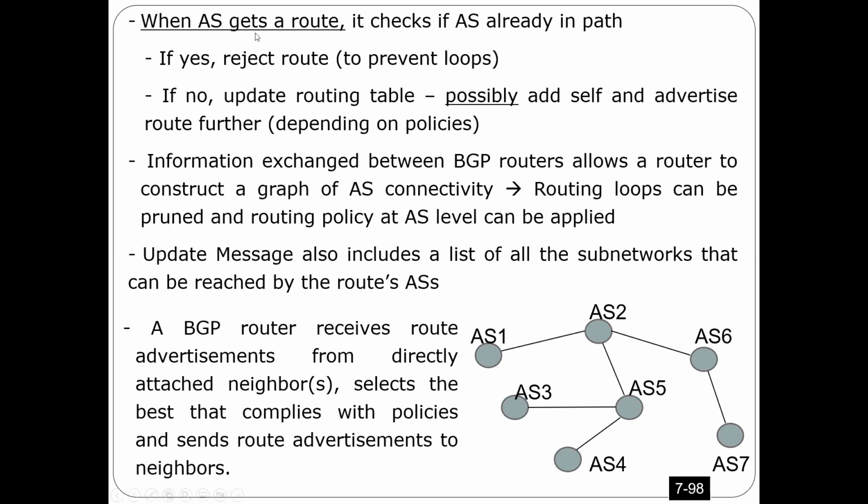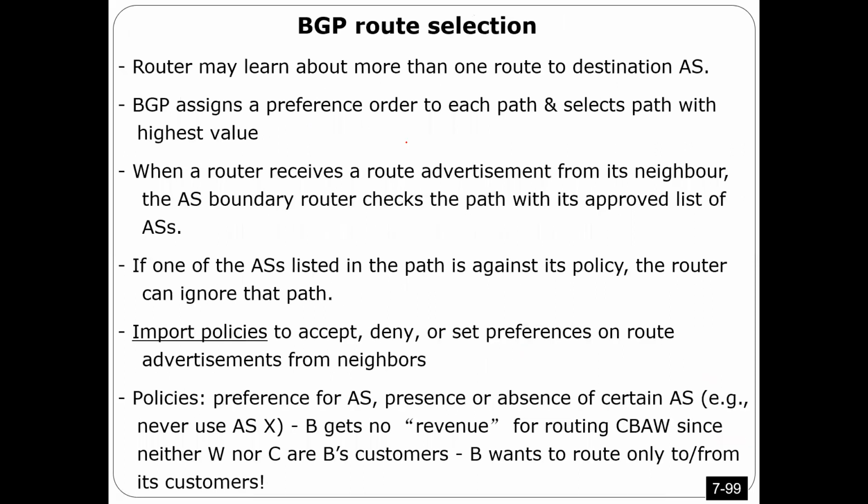So now, when an AS gets a route from my neighbor, I'm gonna check this route. I'm gonna see if myself is in this path or not. If I'm in this path, I'm gonna reject it to prevent loops. If not, I'm gonna update my routing table, but I have to check if this route complies with the policy or not. Yeah, that's what I explained.